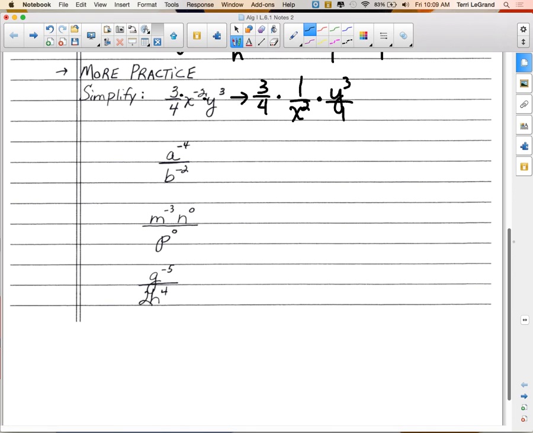Make it into a fraction by putting it over 1 so that we can multiply across now. What do we have? 3 times 1 times y to the 3rd. 3y to the 3rd. And downstairs we have 4 times x squared times 1. 4x squared. We look at it just one last time and say, do we need to do anything else? No. There's our answer.